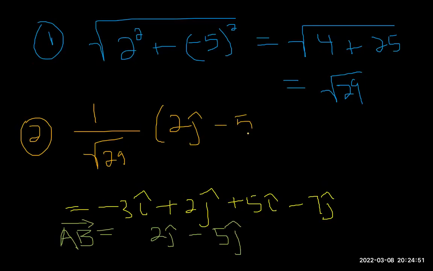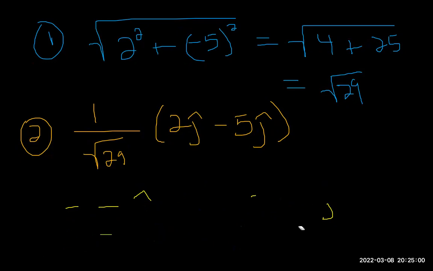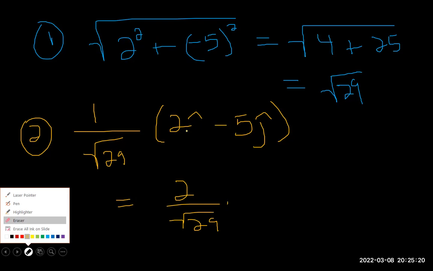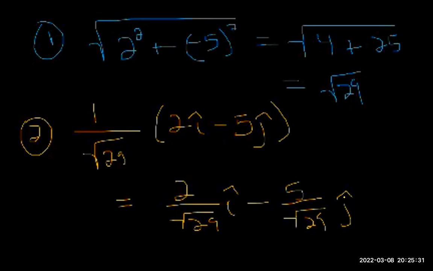So 1 over the magnitude multiplied by the vector, which is 2i hat minus 5j hat. I said you can leave your answer like this because they didn't ask for a specific form, or just to be safe, you can write both variations. So you write this first, and then you say this is equal to 2 on root 29 i hat minus 5 on root 29 j hat. Oh, this was an i. And that's the answer. Everybody good?